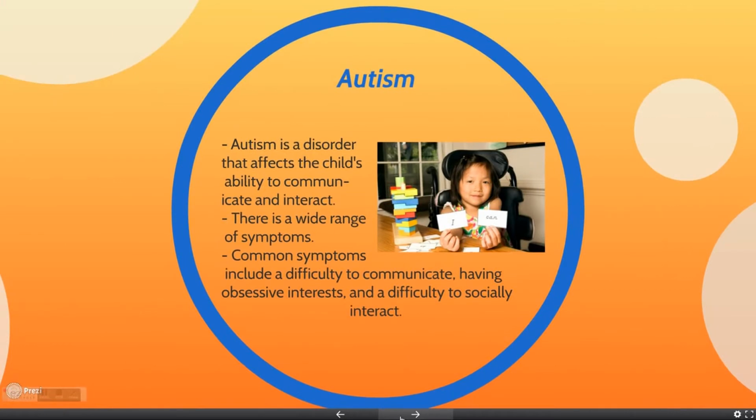Autism is a disorder that affects the child's ability to communicate and interact with others. There is a wide range of symptoms for autism. The most common symptoms of autism are difficulty communicating, having obsessive interests, and difficulty interacting socially.